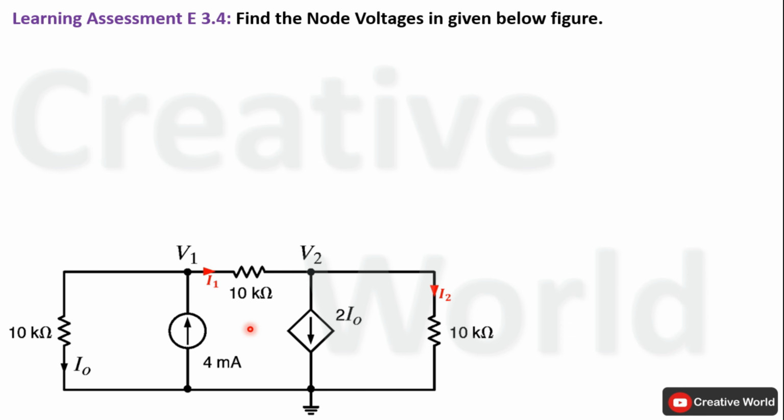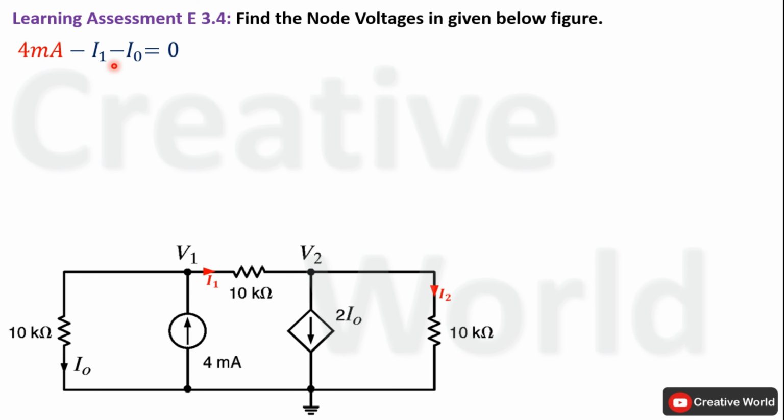So first we will apply Kirchhoff's current law on this node. At this node, one current is entering, 4 milliampere, while two currents are leaving. One is I1 and the other one is I0. The entering current is taken with a positive sign while the leaving currents are taken with a negative sign.